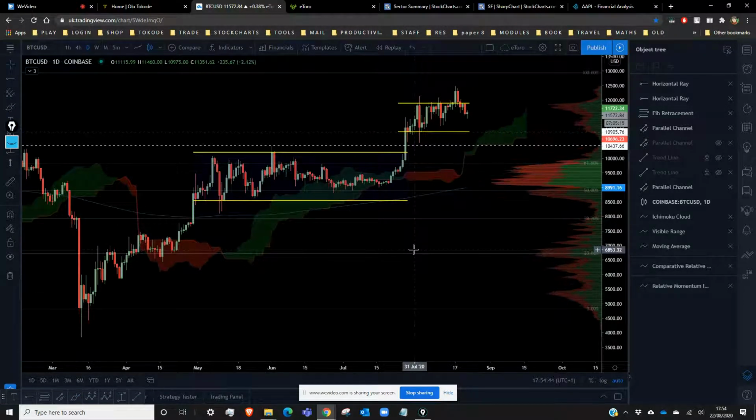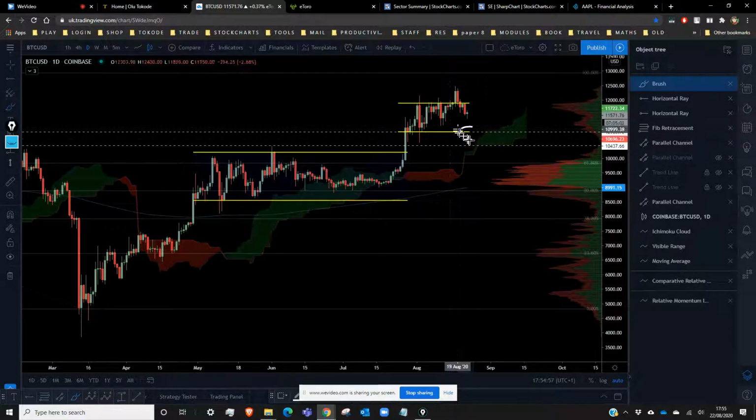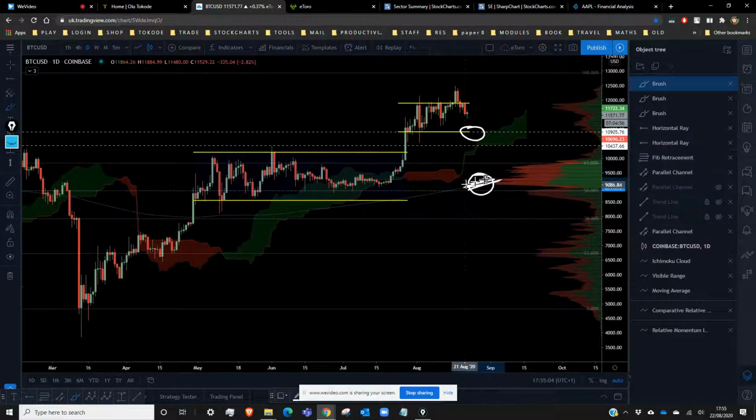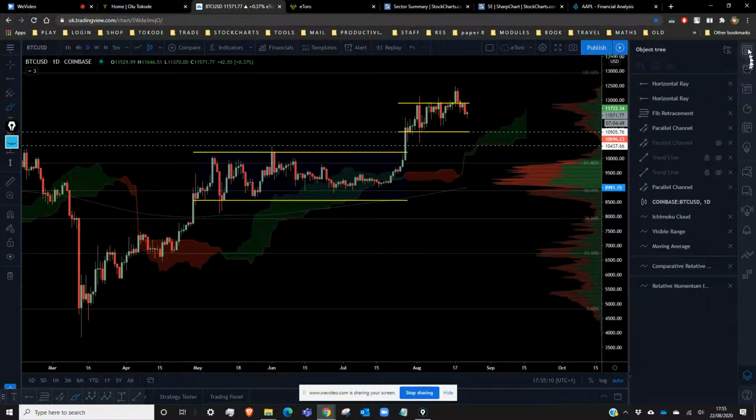There's nothing to do for a swing trader other than to wait. I'm still expecting the uptrend, but before the uptrend, there could be a pullback. So first area to buy more, second area to buy more. So this is the worst case scenario, 8,991.